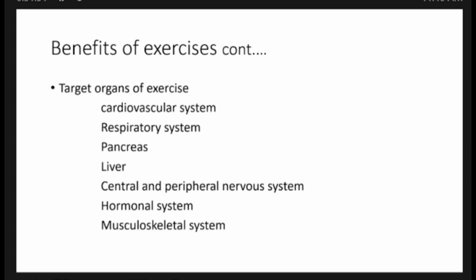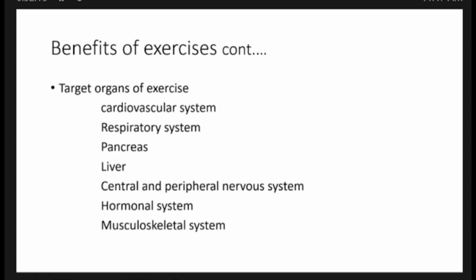So when we talk about the target organs, these are the main organs that we are talking about: cardiovascular system, respiratory system, pancreas, liver, nervous system, hormonal system, and the musculoskeletal system. Most of us think that when you're doing exercise, it only affects the musculoskeletal system, but it is not. It gives overall benefit.